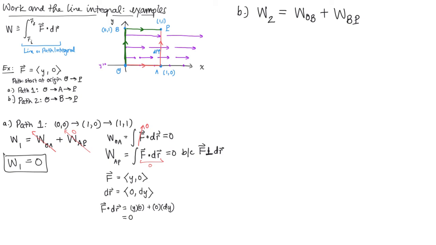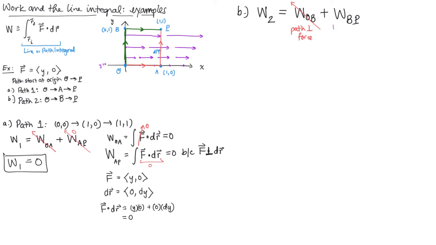The work from O to B is going to be 0 for the same reason that the work from A to P was 0. The path is perpendicular to the force. Same argument as before. But now, as we go from B to P, we see that the path is going to be parallel to the force, number 1, and number 2, the force is not 0, like it was down here. So we are going to get a non-zero work done by this force. So this is where we have to write everything out explicitly.